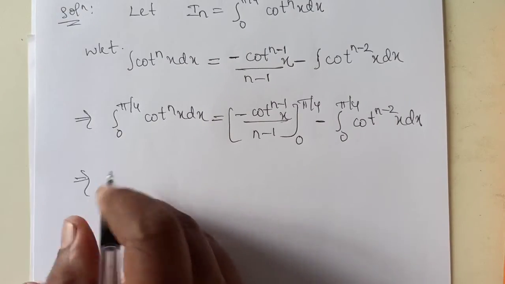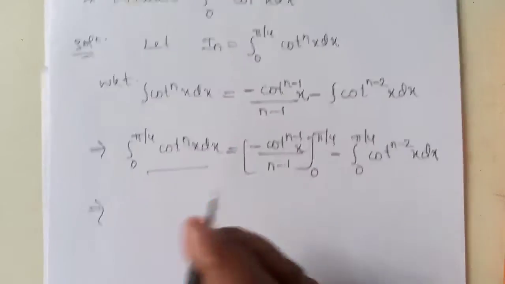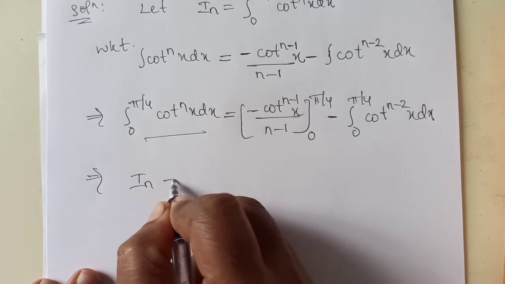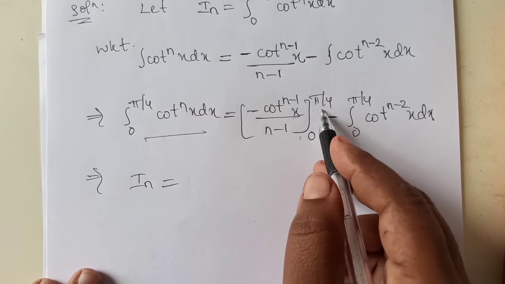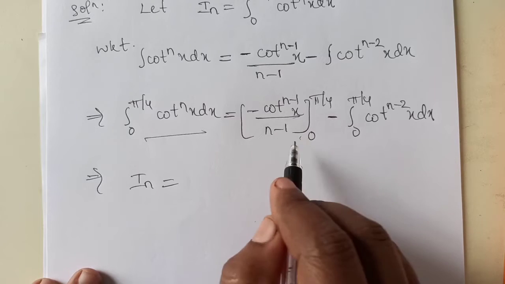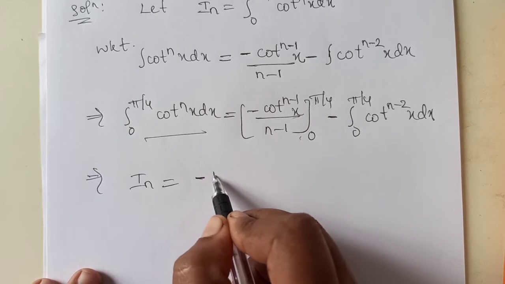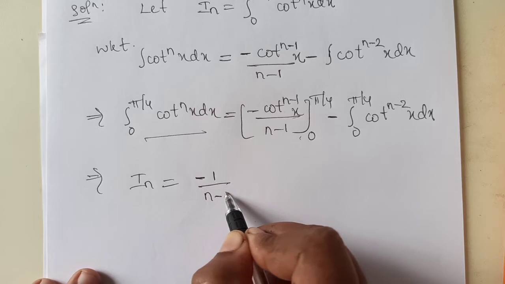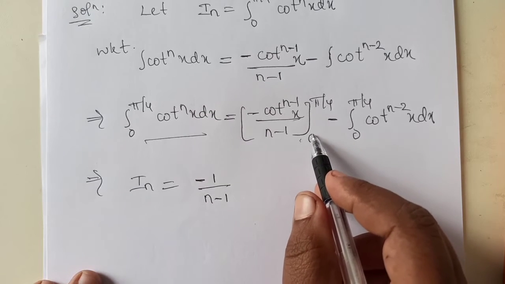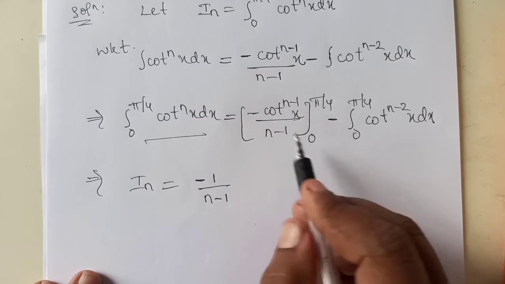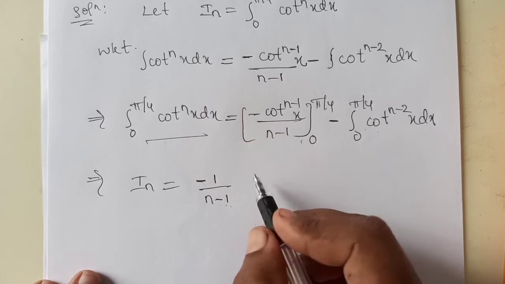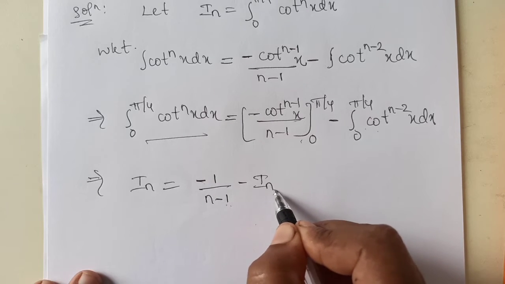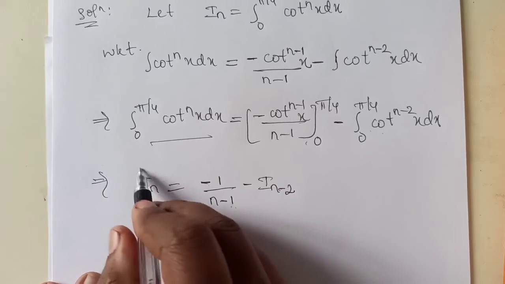So further simplifying, this becomes I_n equals, applying the upper and lower limits. The upper limit is cot of pi by 4, and cot of pi by 4 equals 1, therefore we get minus 1 divided by n minus 1. Minus the lower limit 0, cot of 0 equals 0, so simply we get minus 1 divided by n minus 1. So now this can be replaced by I_{n-2}.